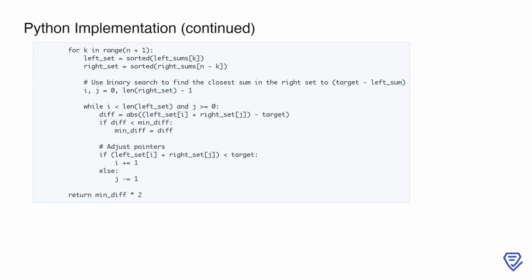Depending on whether the current combined sum is less than or greater than the target, we adjust the pointers to explore other potential pairs. Specifically, if the sum is less than the target, we move the left pointer forward to increase the sum. If the sum exceeds the target, we move the right pointer backward to decrease the sum. Once all possible combinations have been evaluated, we return twice the minimum difference as the result, effectively providing the smallest achievable difference between the two partition sums.